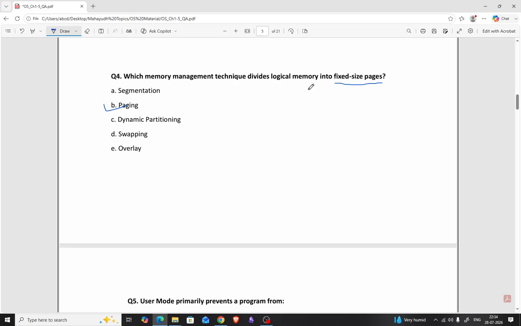Segmentation uses logical division, paging uses fixed pages. Dynamic partitioning uses variable size blocks. Swapping moves processes between RAM and the disk. Overlay loads only the required program modules.